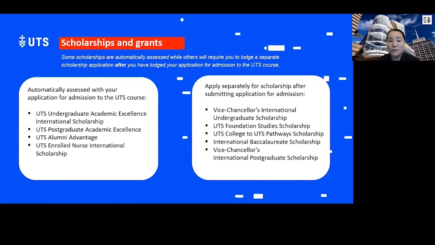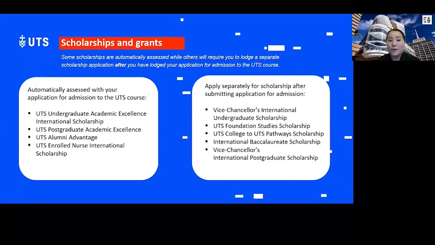These are for the undergraduate applicants, and you will receive a 25% scholarship for the total duration of the course. The other one is the UTS Postgraduate Academic Excellence Scholarship. This one also is for postgraduate applicants. If you meet the scholarship requirement, you will deposit 25% less scholarship. And this scholarship applies for the total duration of your postgraduate degree at UTS.